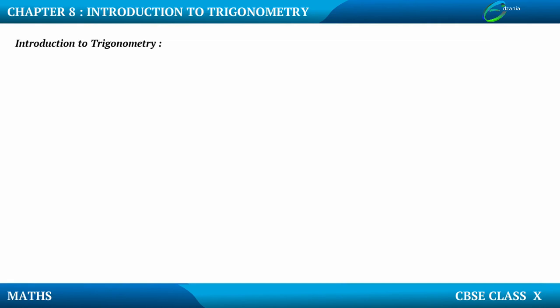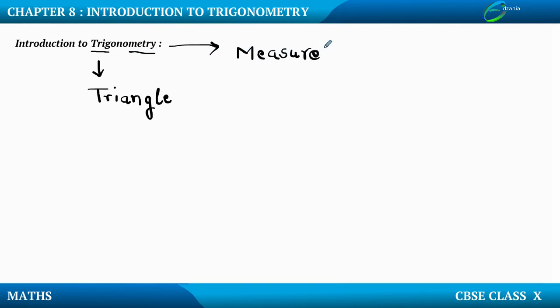So introduction to trigonometry. First of all, trigonometry means this part. If I consider this part trig, this stands for triangle. So this trig stands for triangle, and this metry. Metry means measures. So trigonometry, that means triangle and measures. Triangles and its measures. So for that, I need a triangle.